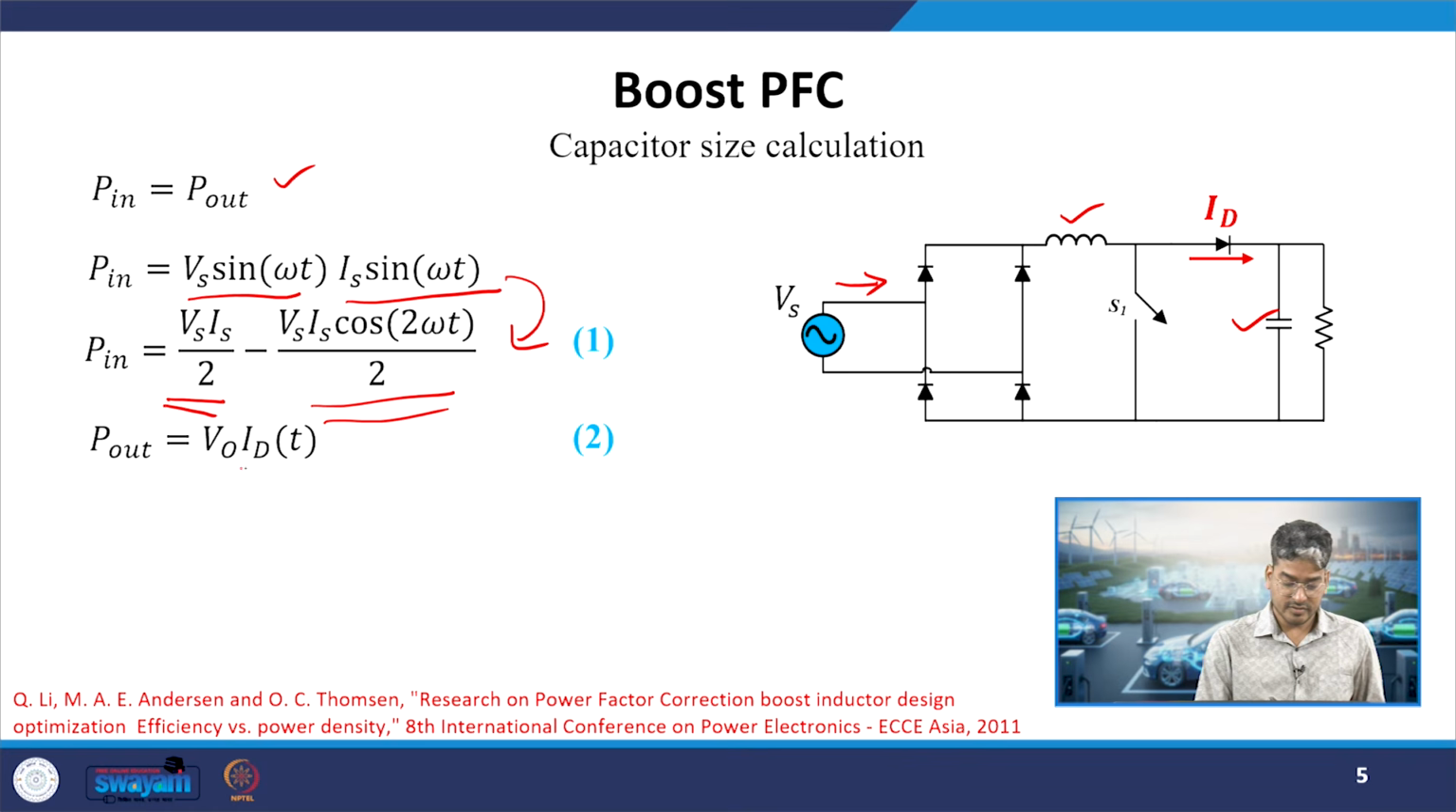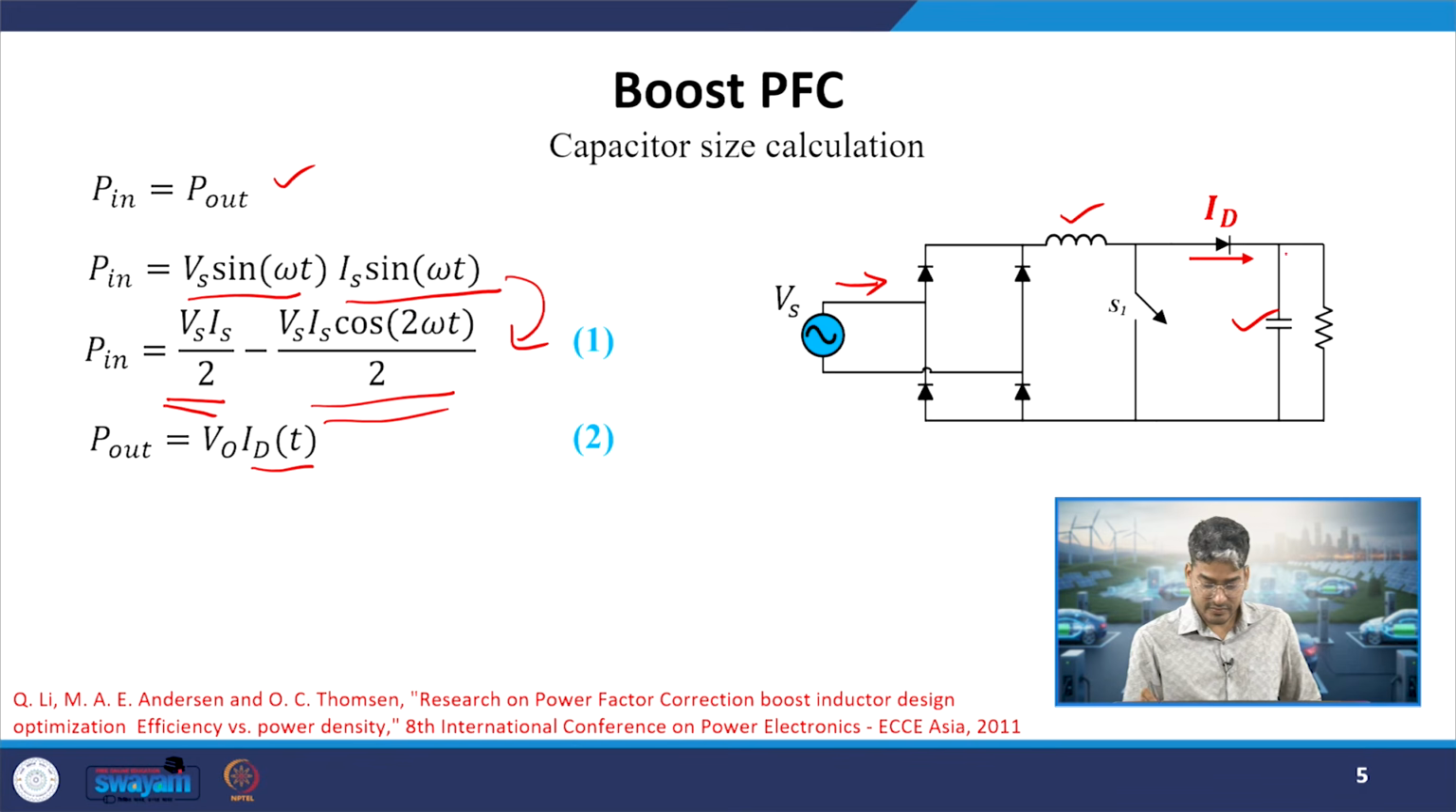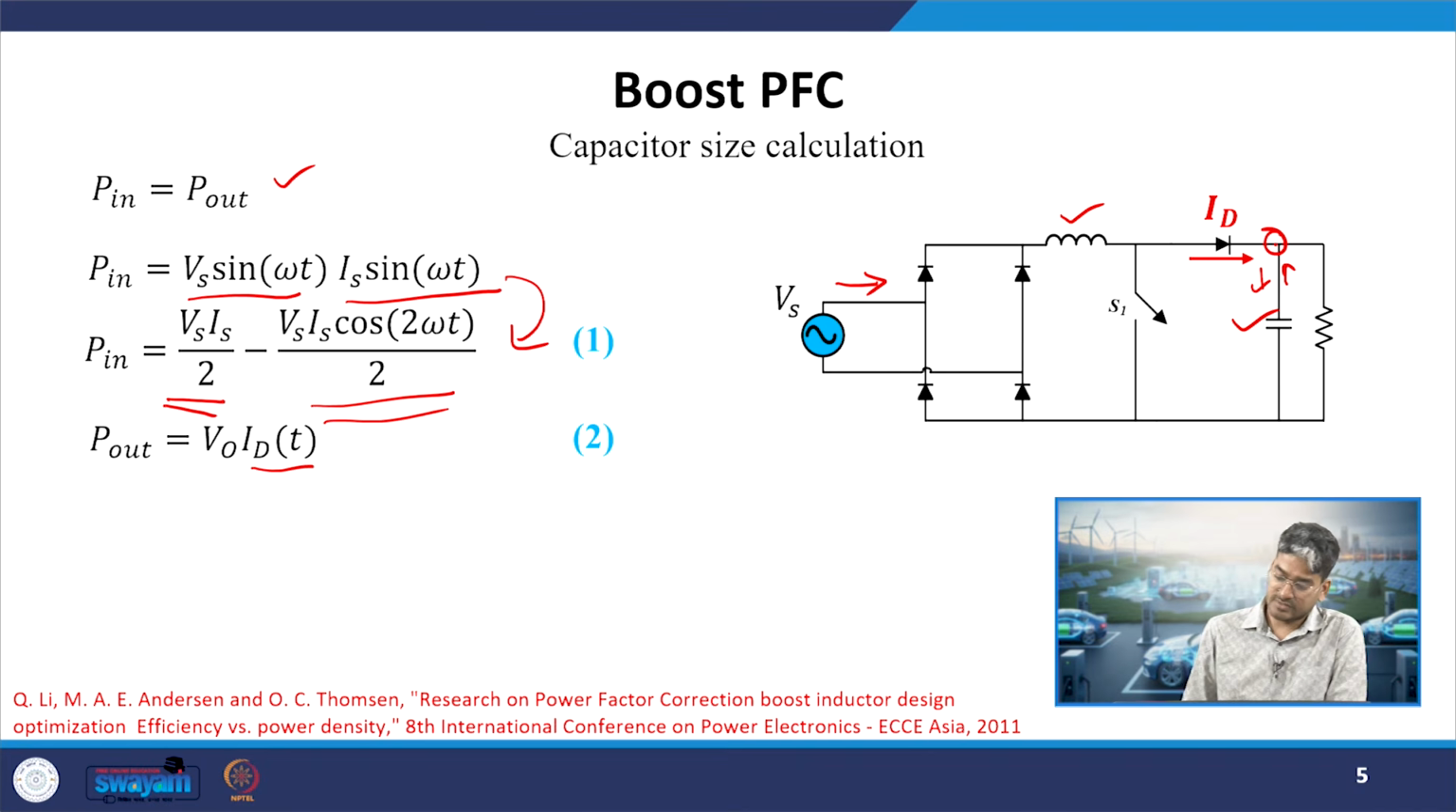Output power will be equal to V0 into Id of t. Why is this equal to Id of t? If I apply KCL at this node, we know that in steady state the capacitor will not consume any amount of current. The moment it consumes some net current, its voltage will be changing. So, it will not consume any current. Whichever current is coming through the diode will obviously be equal to the load current. My load voltage is V0, assuming the capacitor is sufficiently large that we can neglect the delta V0. So, V0 into Id of t will be the output power.